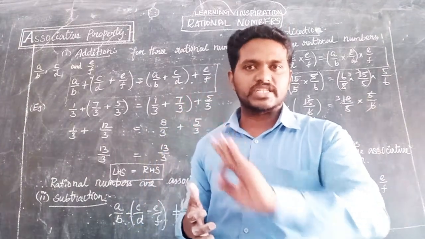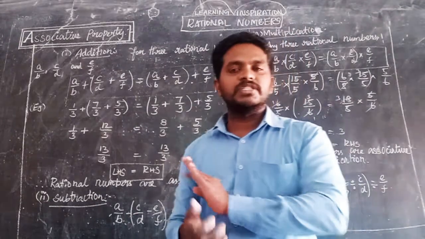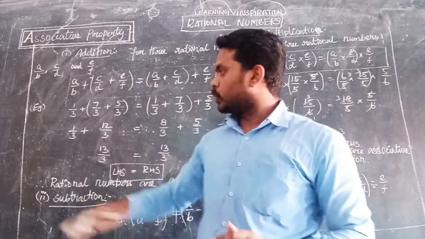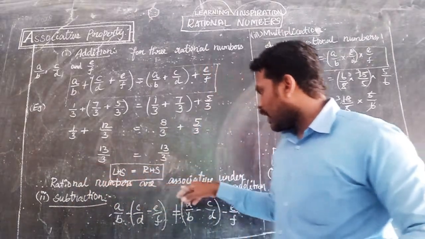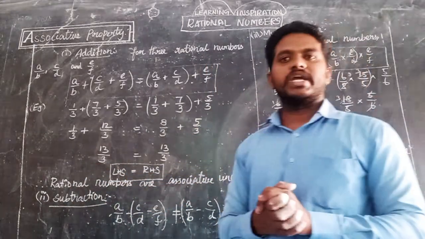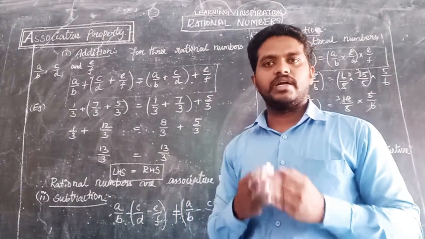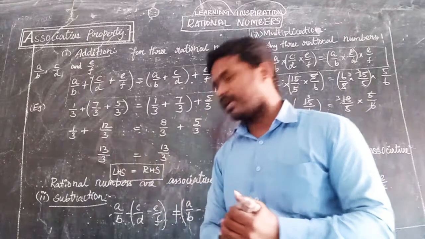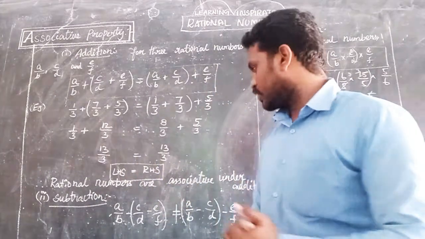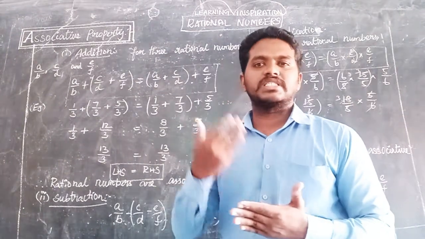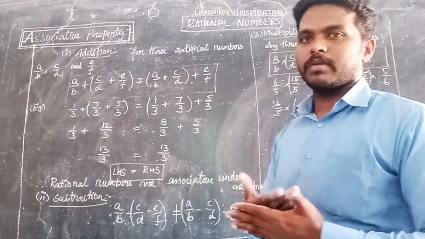Such numbers are rational numbers. We can add three numbers in any order. Order does not matter for addition. So rational numbers are associative under addition. Hereafter we are learning from this statement: rational numbers are associative and also commutative. So we can add three numbers in any order. So associative property is proved.